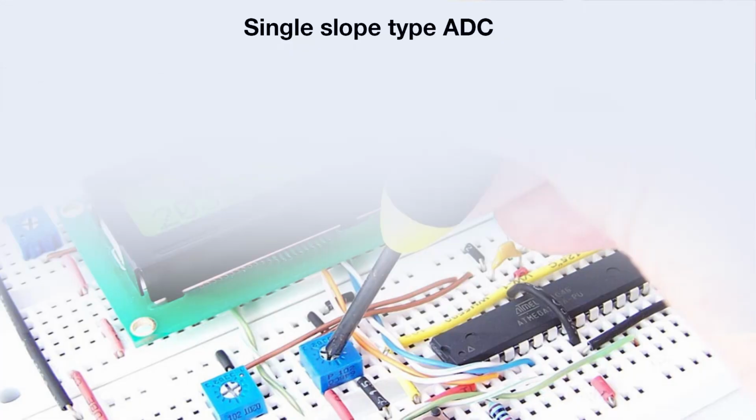Now, let us understand the design of another kind of ADC named single slope ADC. A single slope ADC is not practically used, but when we understand the principle of operation of this kind of ADC, we will have a better understanding of the ADC which we are going to discuss after this. So, let us start with single slope ADC.